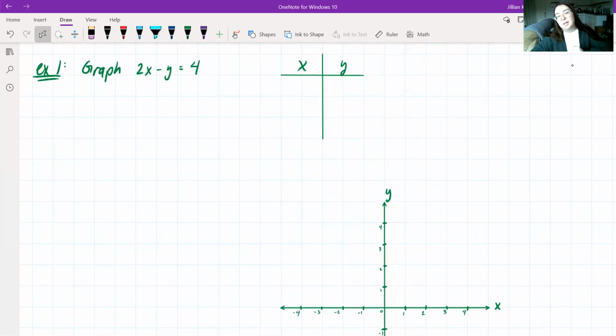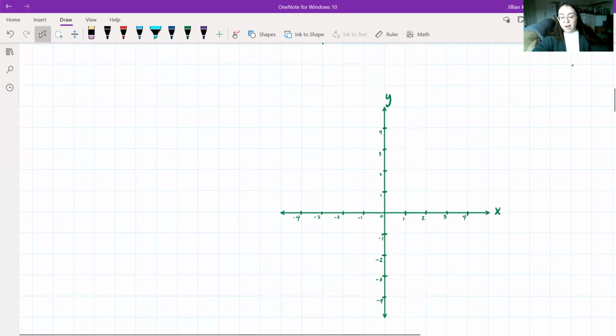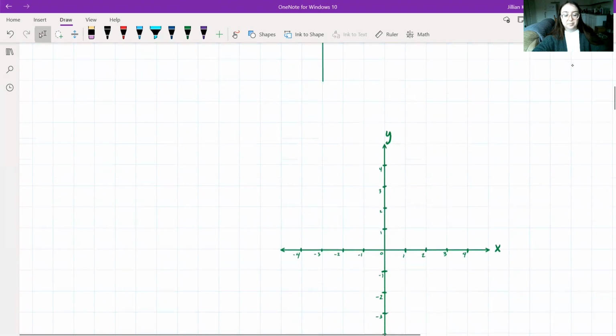So putting this into practice, example 1, we want to graph 2x minus y is equal to 4. And we have a little table set up for us so we can put our ordered pairs into our table just for a little extra representation. And then we want to graph on our rectangular coordinate system that we see here, or our plane.